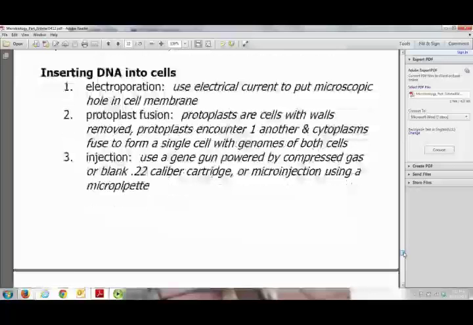So when it comes to inserting DNA into cells, we have a few options. Electroporation uses an electrocurrent to put a microscopic hole in the cell membrane. Protoplast fusion uses protoplasts, which are cells with their walls removed. The protoplasts encounter one another and the cytoplasms fuse to form a single cell with the genomes of both cells. There are injection techniques that use a gene gun that's powered by compressed air or a blank .22 caliber cartridge. Or you can use microinjection using a micropipette. So you may have seen video clips of using micropipettes with artificial insemination in fertilizing eggs outside the uterus.